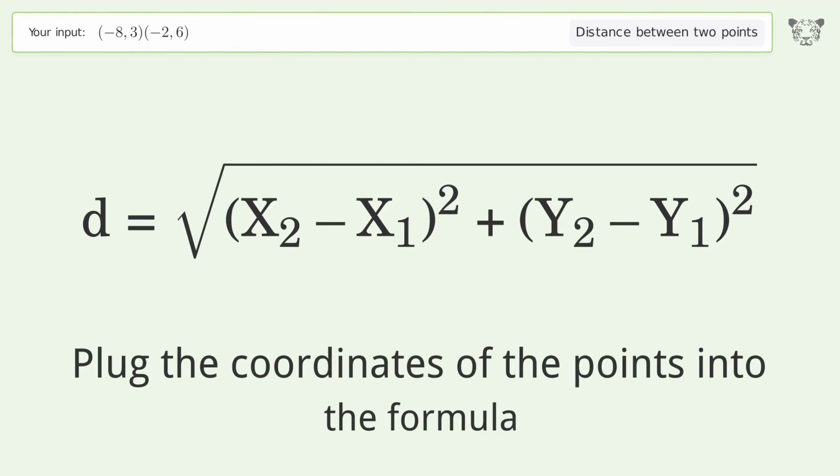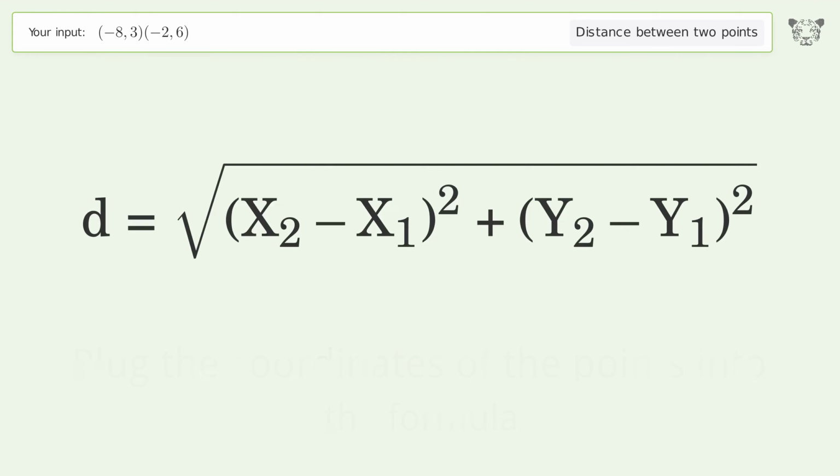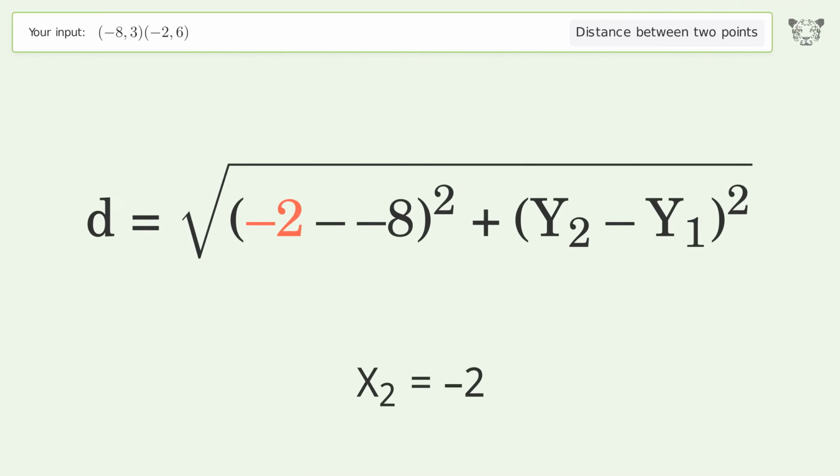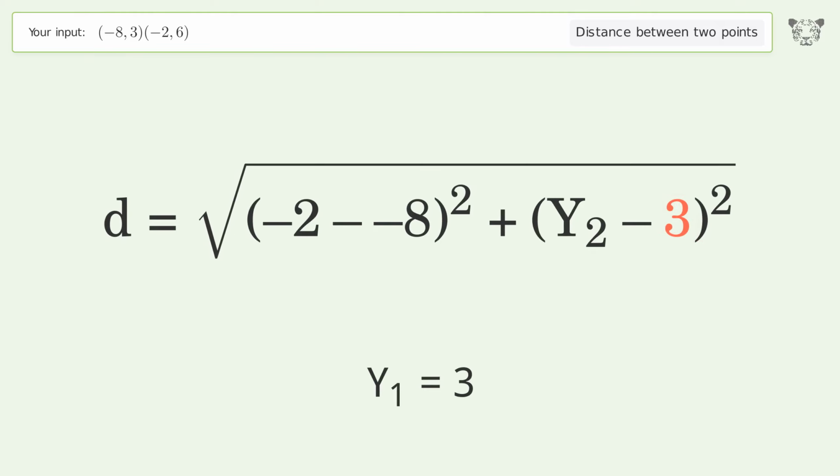Plug the coordinates of the points into the formula. x1 equals -8. x2 equals -2. y1 equals 3. y2 equals 6.